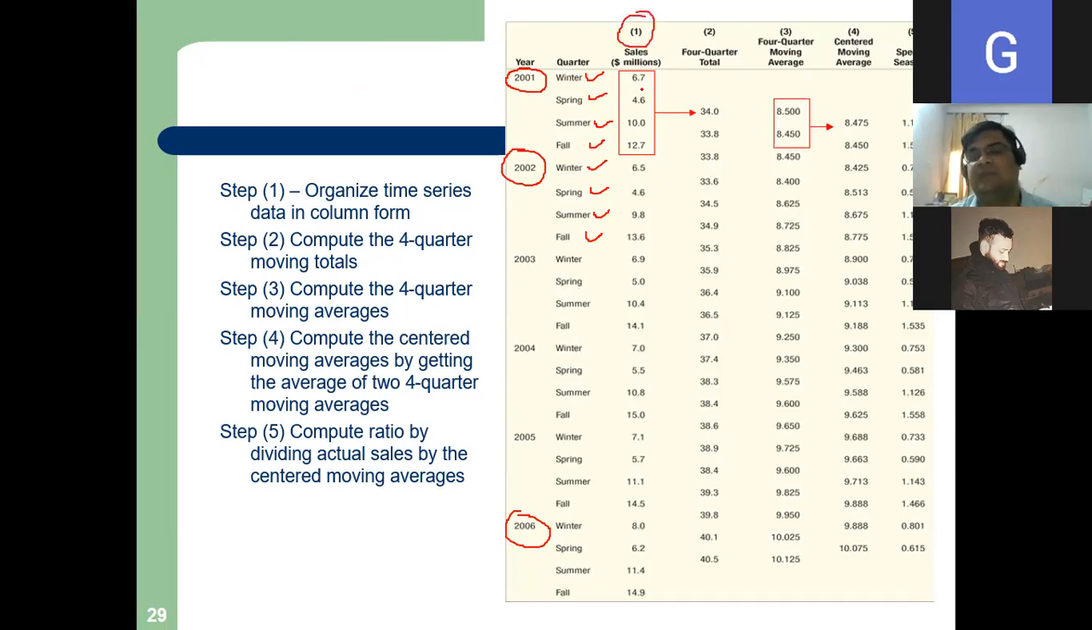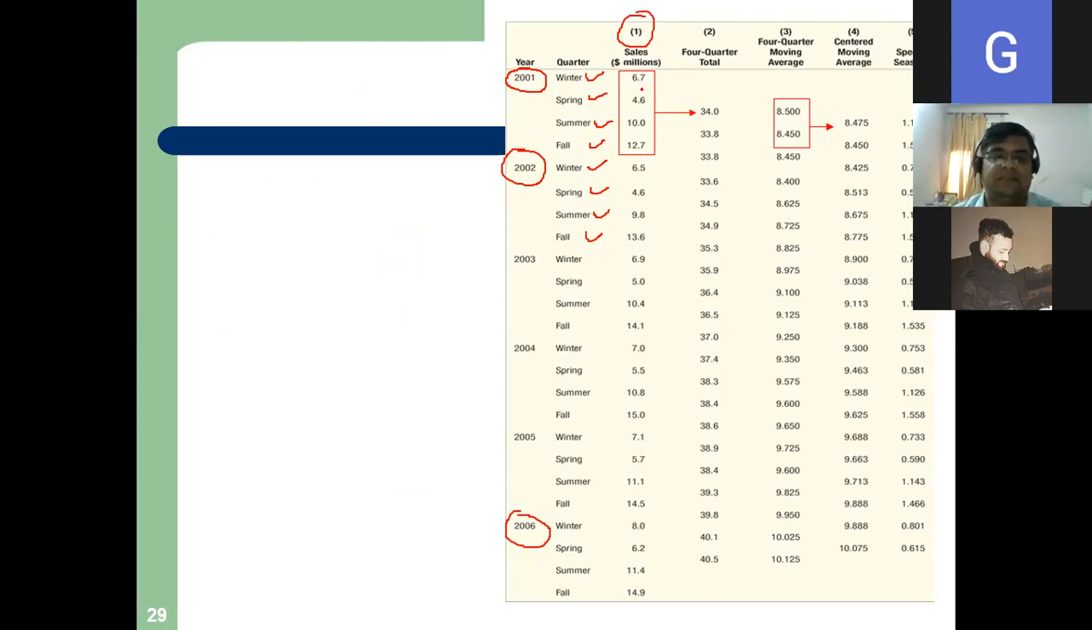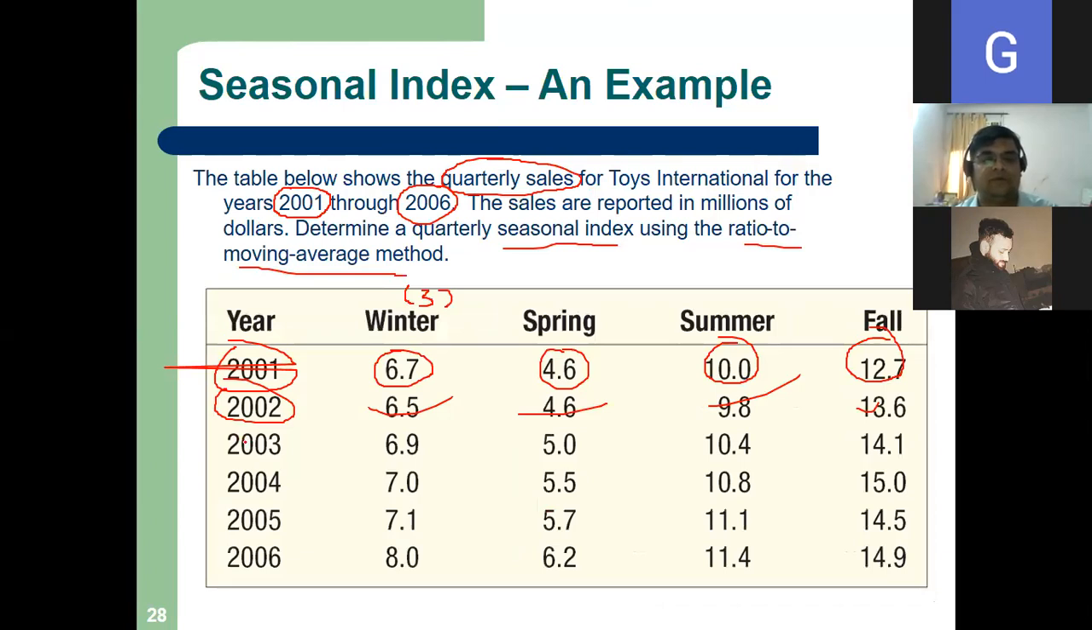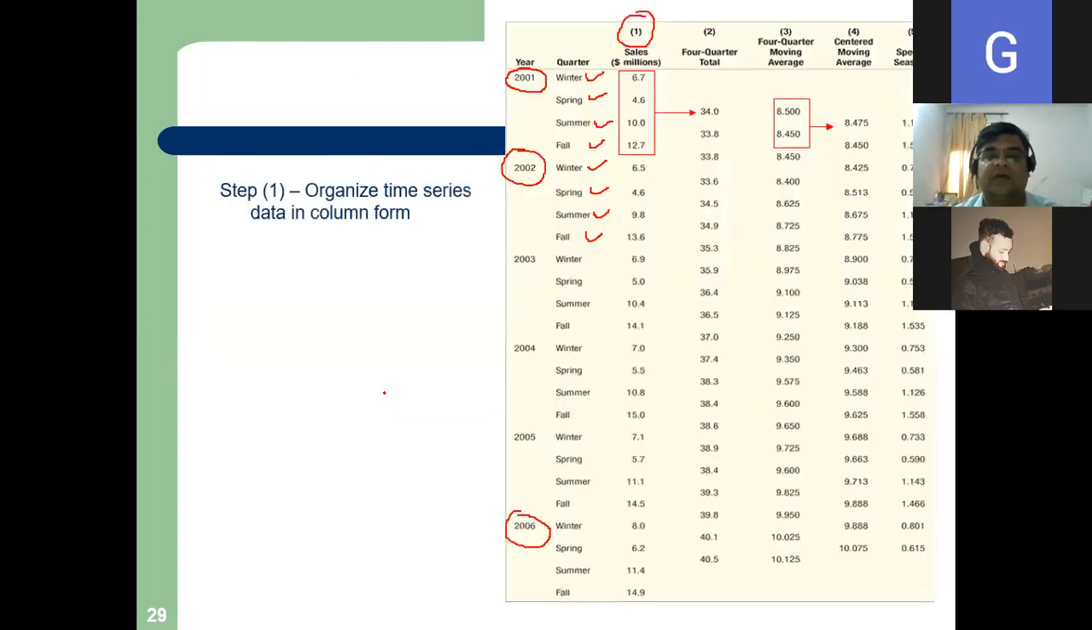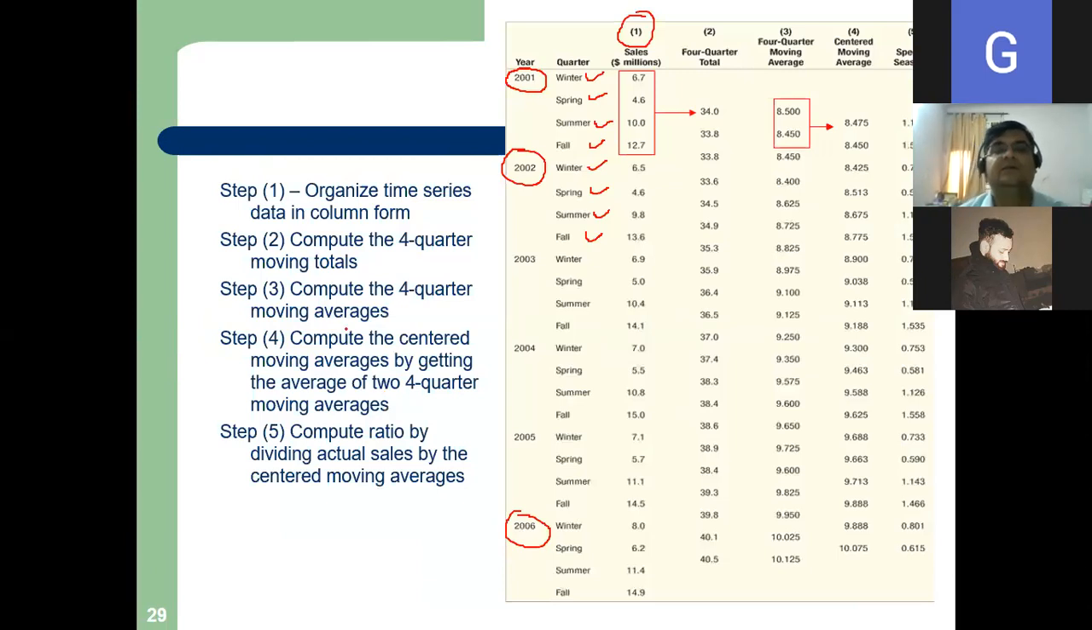So if you see column 1, what is column 1? It is the same data. Just look here, same data. 2001 winter, it is how much? 6.7. Clear? So same data, first we have to write in the column format. Now next we need to calculate in the second column. So this is our given data. Now see.